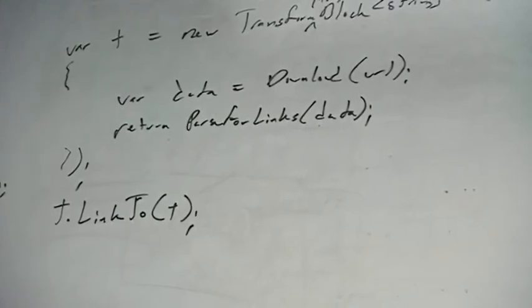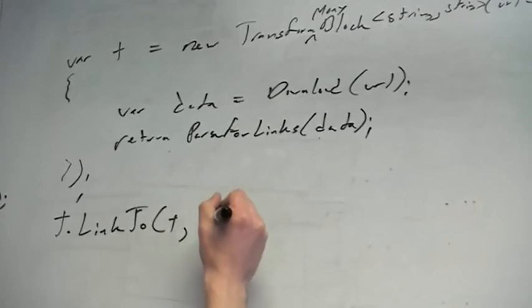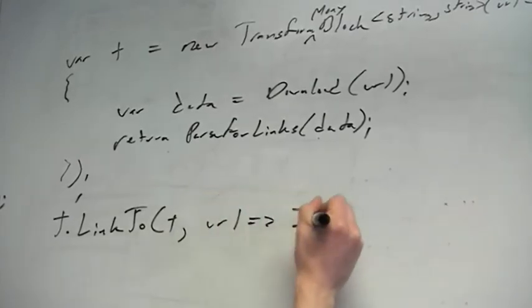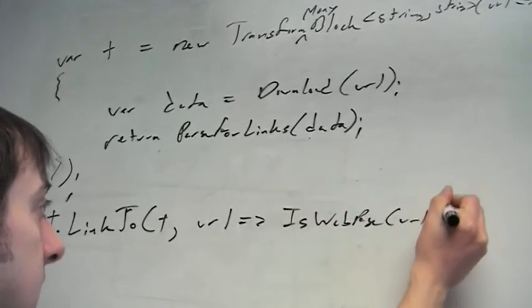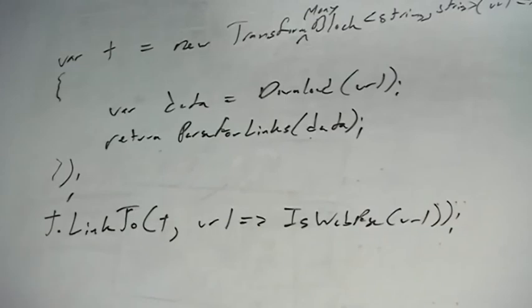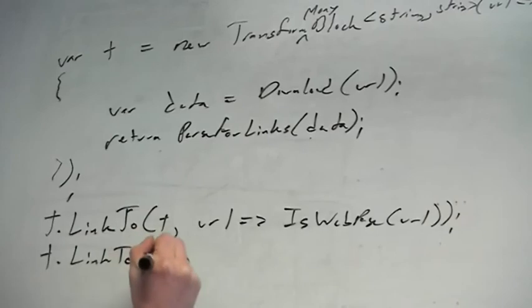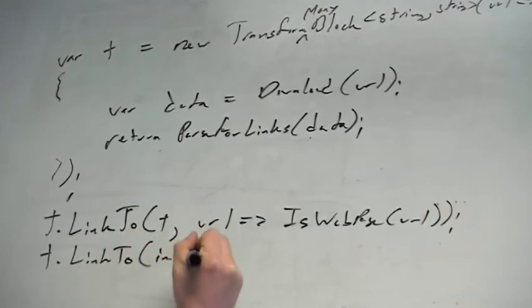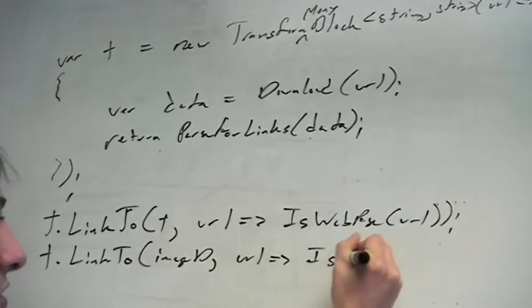You can also have filters on these. For example, I could say I only want to link back to myself if isWebPage, some function that I write that just returns true or false. Now when linking to himself, he'll only send back to himself items that are web pages. Exactly. I could link to another block, say LinkTo imageDownloader, which could be an ActionBlock or something, only if the URL is an image.